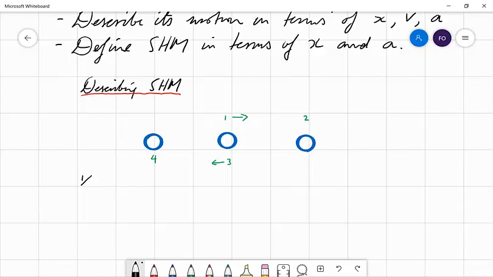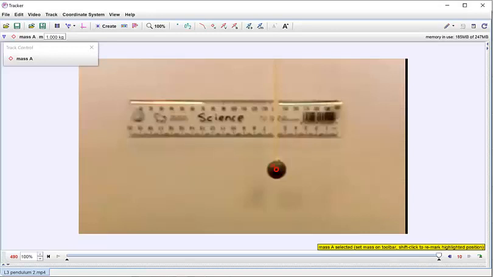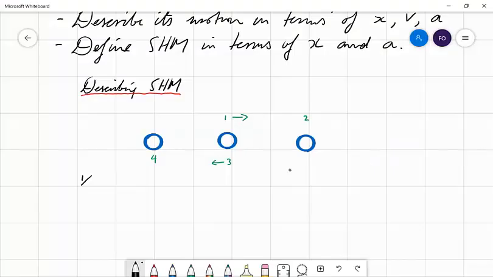So at position 1, I'm just going to go back to the start here and then go forward one frame, and we can see that we have a very big positive velocity, so a velocity pointing to the right, and 0 displacement and no acceleration. So at position 1, x equals 0, v equals big and positive, and a equals 0.